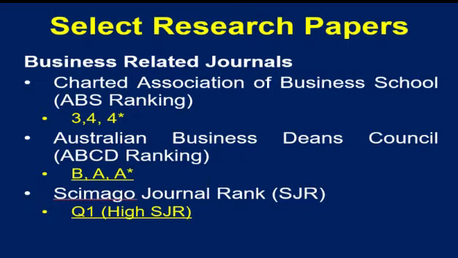I would strongly suggest that while starting your work, you go through these journals. For example, if you're following the ABS ranking, you need to study 3, 4 and 4-star. If you're following the ABDC ranking, follow B, A or A-star. And if you are following the SJR ranking, I would suggest you follow Q1. These journals are considered higher quality as compared to the other journals. So the question is, do we need to completely ignore the other journals published in other categories? The answer is no.